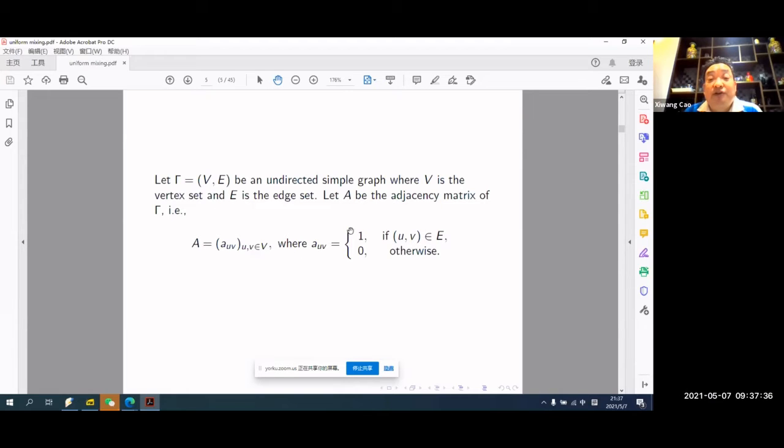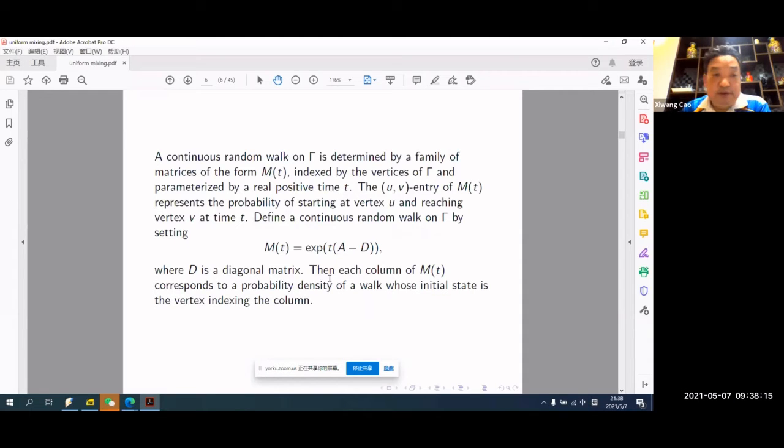This is the definition of the adjacency matrix of a graph. Let gamma be an undirected simple graph, where V is the vertex set and E is the edge set. We can define a symmetric matrix where the uv entry is one if uv is an edge, and otherwise zero. A continuous quantum walk of gamma is determined by a family of matrices of the form M(t), where D is a diagonal matrix and A is the adjacency matrix of the graph.